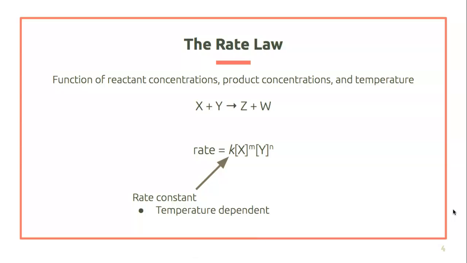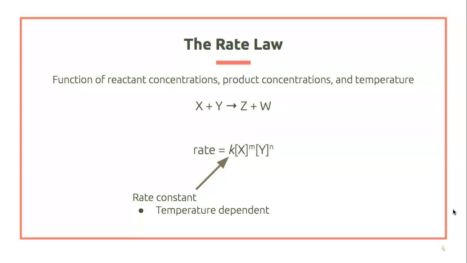What is the rate law? The rate law is a function of reactant concentrations, product concentrations, and temperature. The rate law is unique to each reaction equation at a specific temperature. Specifically, the rate constant is temperature dependent. And typically rate laws are derived from experimental data. They're not something that you can find from stoichiometric coefficients. They're not something that you can find just by looking at a reaction. You need to have data.